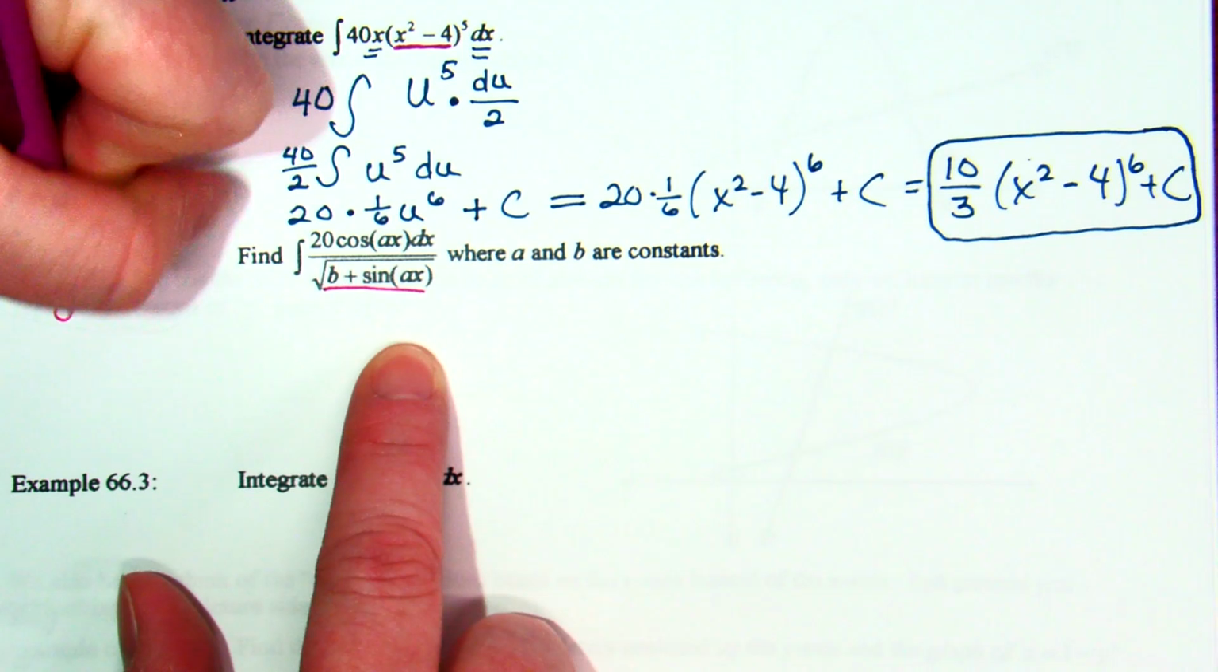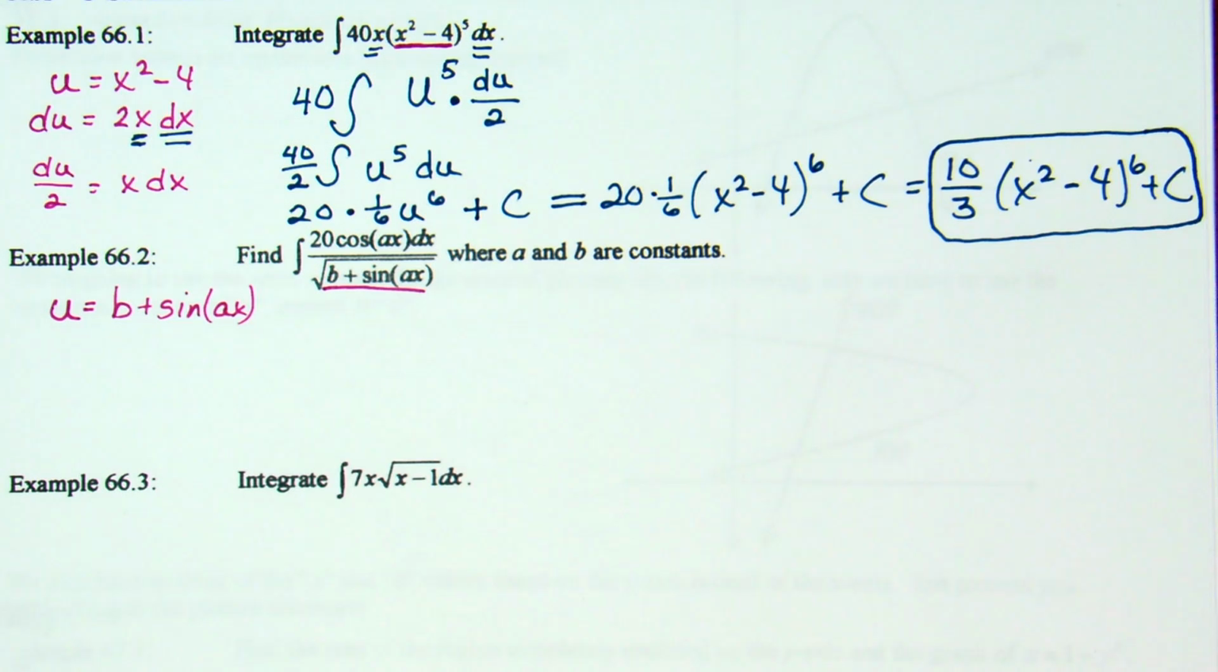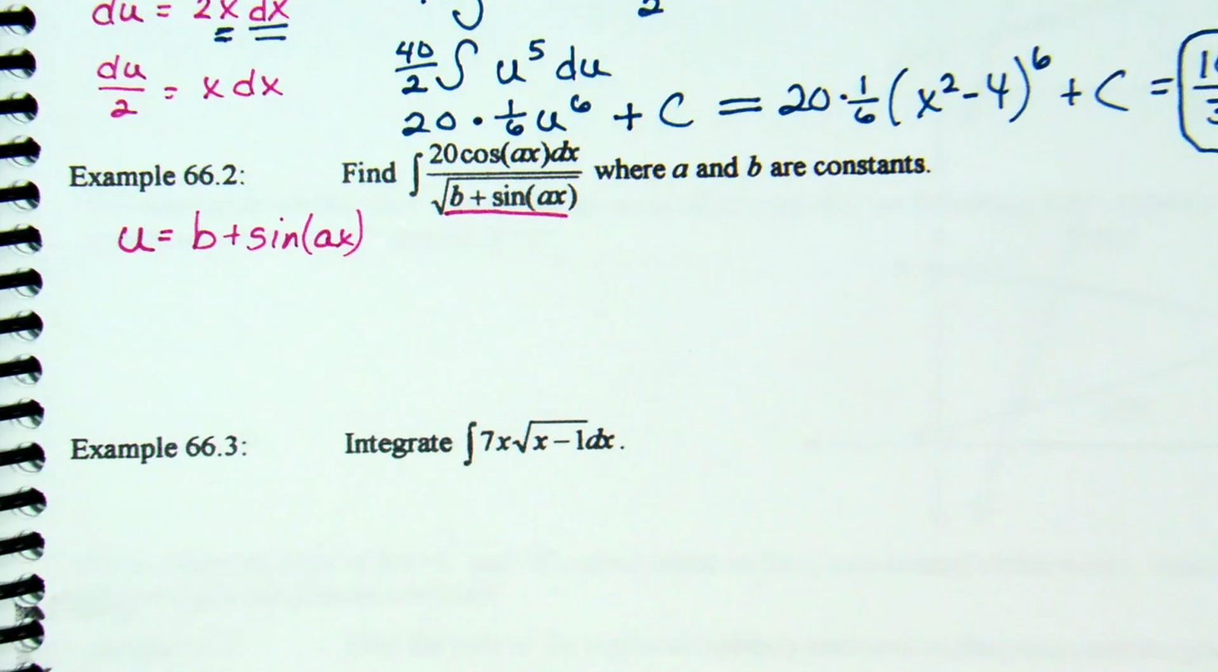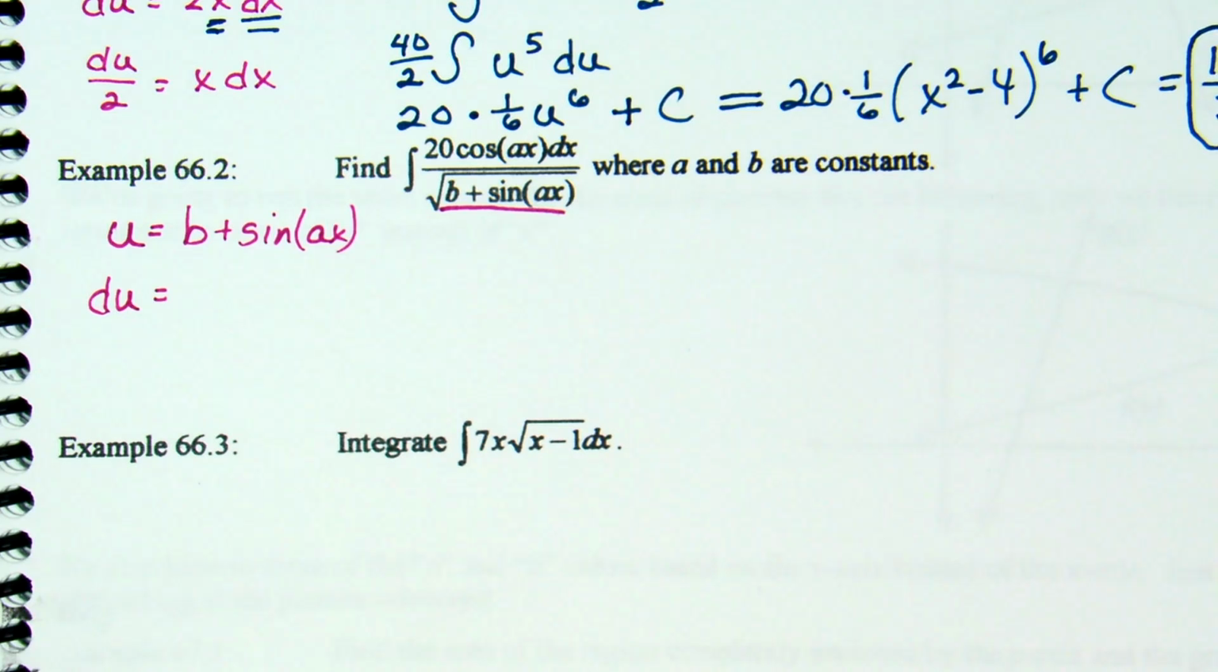So I'm going to say u is b plus sine of ax. While we're here, go ahead and take the derivative. What's the derivative of u? Du. Derivative of b: 0, because remember b is a constant. Derivative of sine of ax.